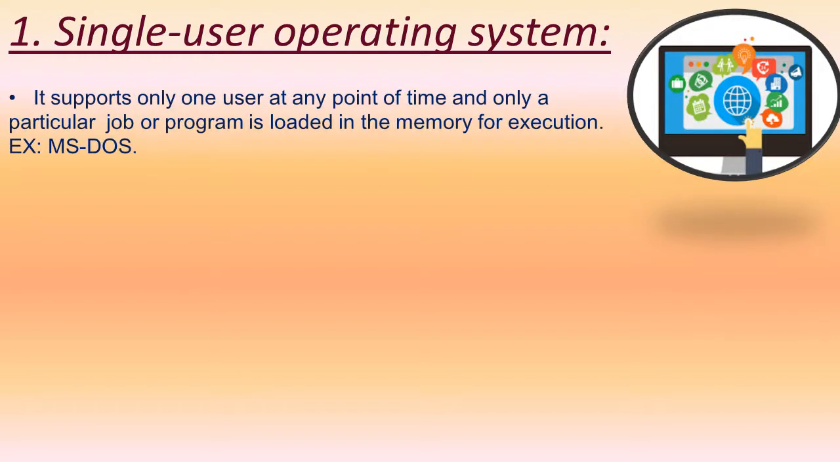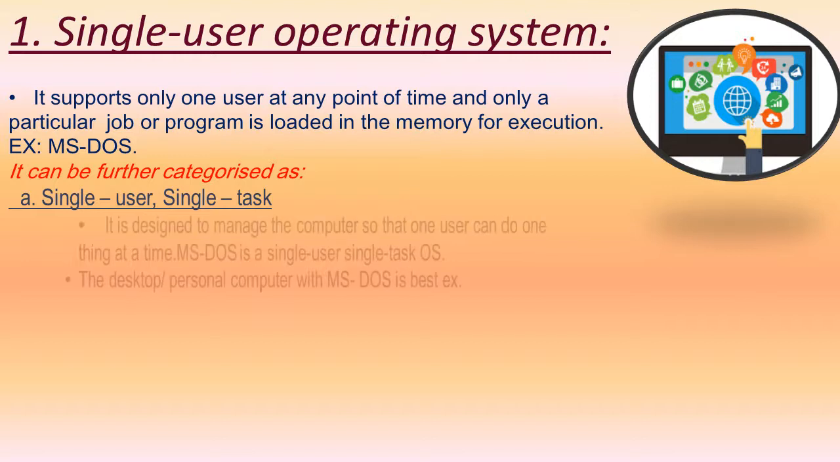It supports only one user at any point of time and only a particular job or program is loaded in memory for execution. Example, MS-DOS. Meaning of single user operating system is that only one user can work with a particular job, means with a single job. It can be further categorized as single user single task.